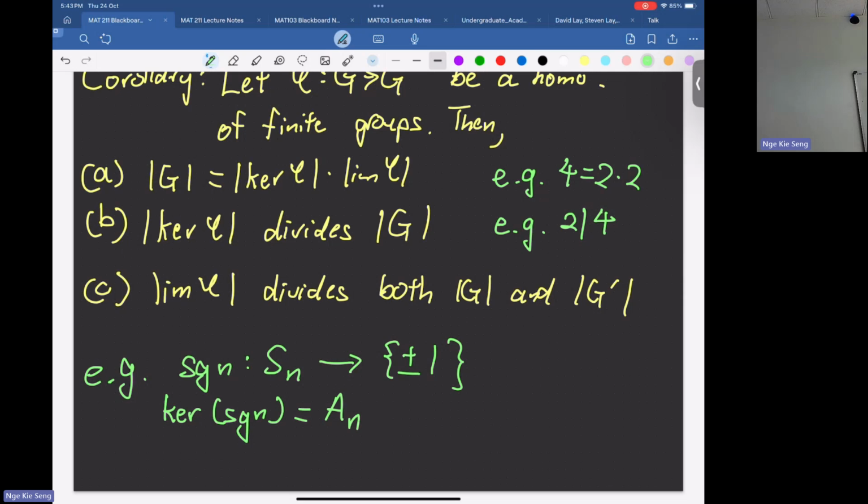But if I ask you a question, how big is An? Okay, I give you 1 minute. How to find the cardinality of An using what you know? Try and think. I think there's really only one formula that is useful here, which tells you the exact number of the kernel of a homomorphism. So try to work from there. Do you know the cardinality of the image? Do you know how big G is?